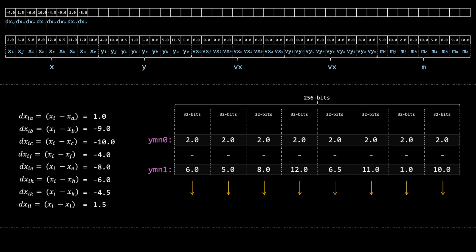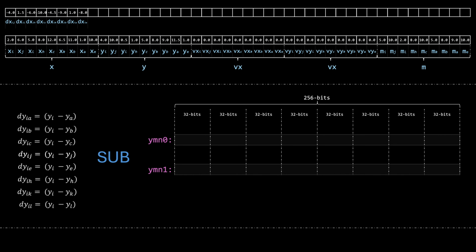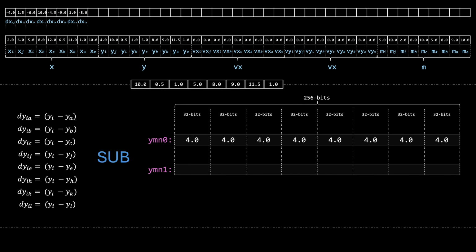If we increase the system to hundreds or thousands of particles, they will no longer fit inside a single vector register. But that is not a problem. We simply process them in batches. 8 particles, then another 8, then another 8, and so on. It is still much better than processing every interaction individually. In this example, after getting all the horizontal differences, 8 vertical differences can be calculated with another vector subtraction.